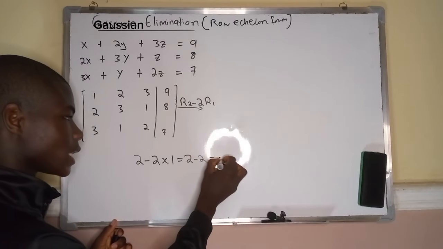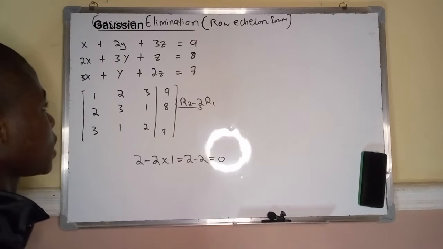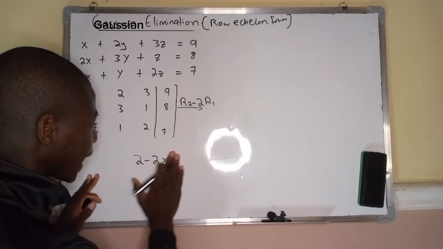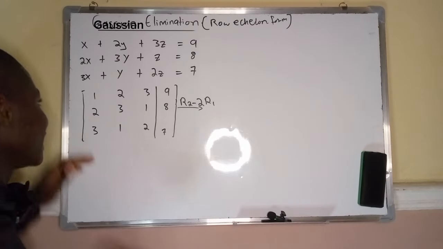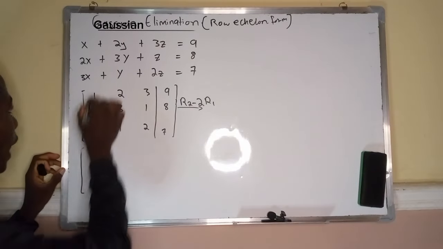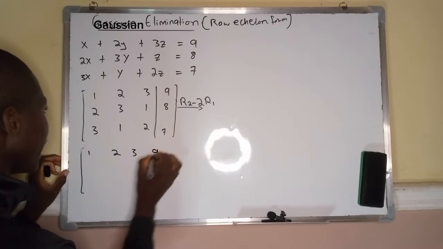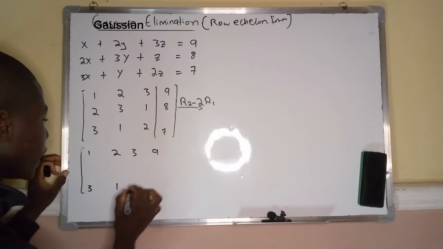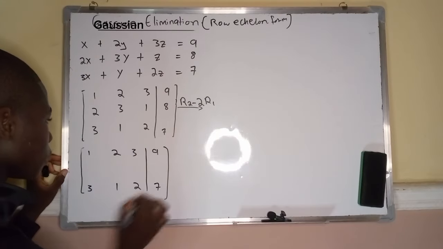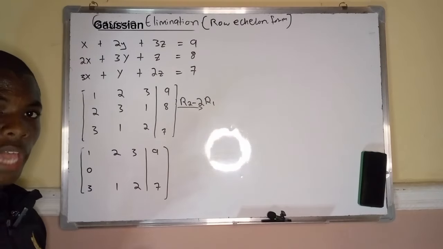So you see that I make this 2 become 0. I hope you get it. This is the only way that I can say that this should become 0. So let's move together. I have to keep this row the same as it is: 2, 3, 9, and also I will have 3, 1, 2, and 7. So this becomes 0. I hope you get it.